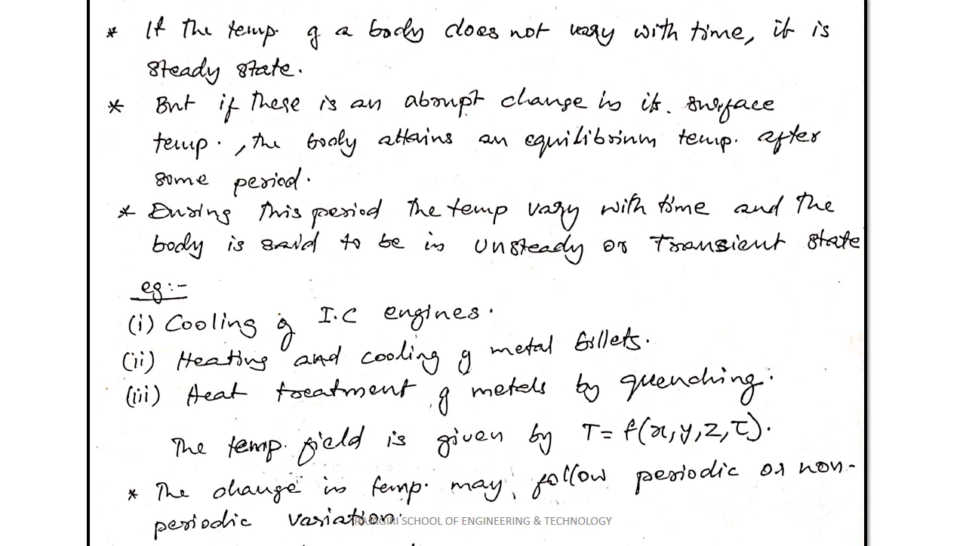As we all know, if the temperature of a body does not vary with time during a heat transfer process, it is called a steady state process. That means the temperature is a function of space coordinates only. Now consider a more general situation in which a body experiences an abrupt change in its surface temperature. For example, heat treatment of metals by quenching. The body attains an equilibrium temperature after some period. So during this period, the temperature varies with time and the body is said to be in unsteady or transient state.